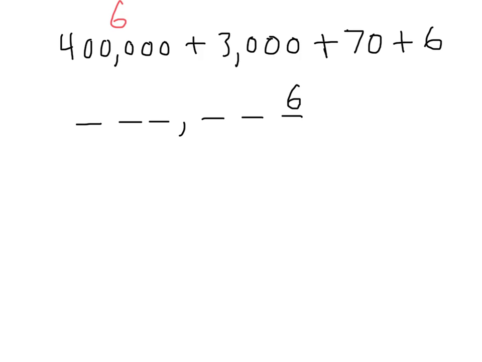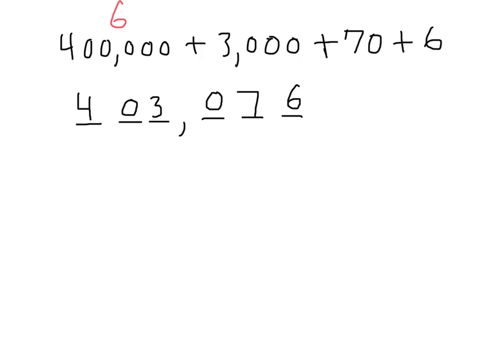The 70 has 2 digits, so that 7 goes in our second place value spot. There are no numbers with 3 digits, so we put a 0 in our third place value spot. The 3,000 has 4 digits, so we're going to put a 3 in that fourth place value spot. There are no numbers with 5 digits, so we put a 0 in that fifth place value spot. And then the 400,000 has 6 digits, so we put a 4 in the sixth place value spot.